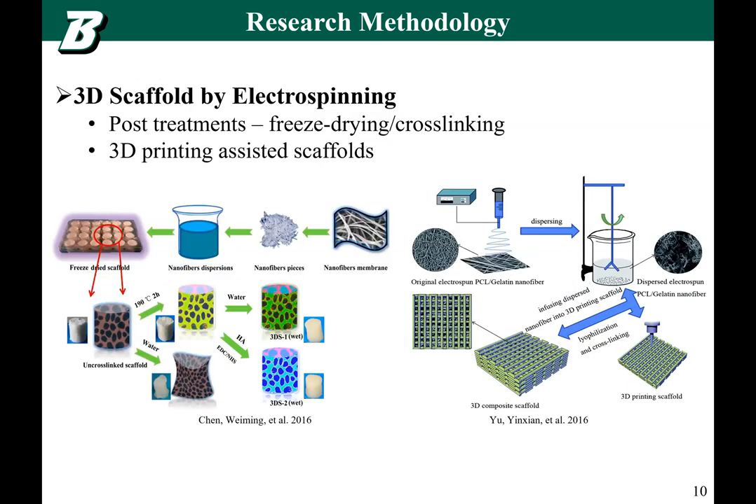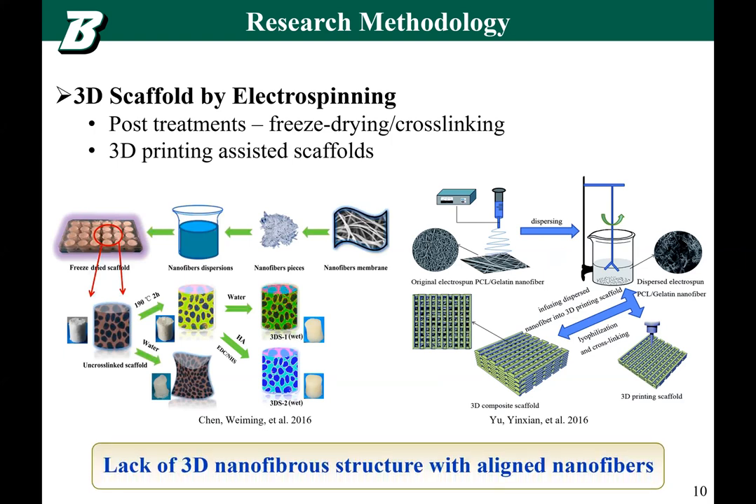There are many research endeavors that have been done to do that. We have post-treatments such as freeze drying and cross-linking to make the scaffold three-dimensional and more porous. Or we can use 3D printing to print one layer of FDM printed scaffold and another layer of electrospinning fibers to enhance the 3D structures with the nanofiber structures. However, all of those structures don't have any 3D nanofiber structure with aligned nanofibers.